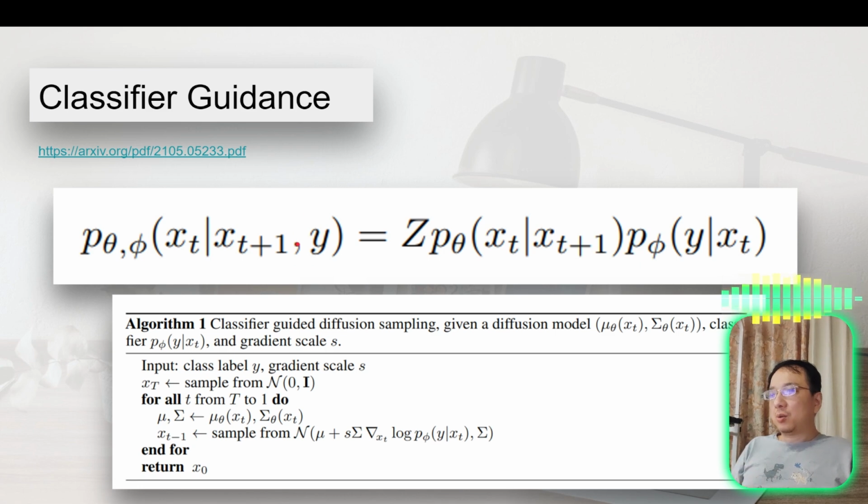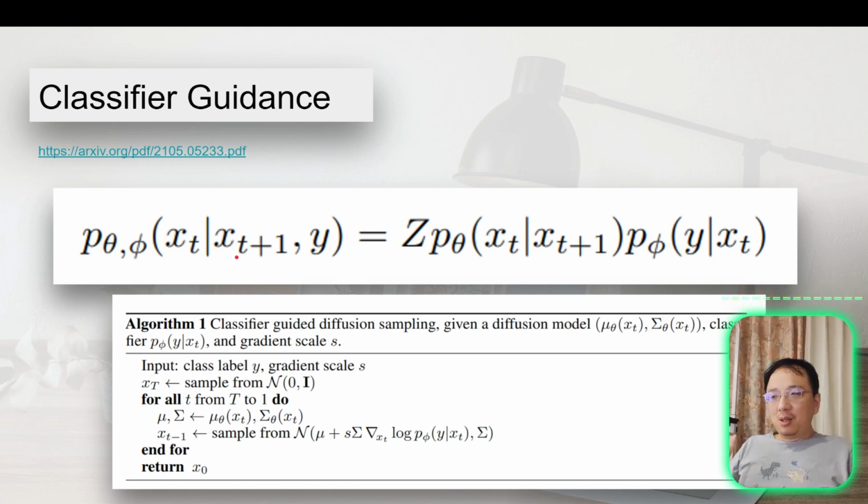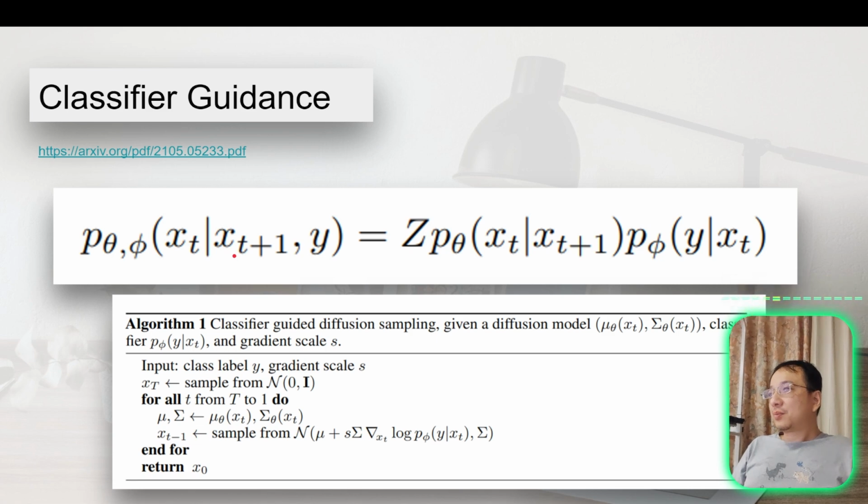In the unconditional sampling, we only need to derive xt from xt plus 1. We only need to denoise xt from xt plus 1. Recall that in the diffusion process, we add noise into xt and increase the time step to t plus 1. So the larger the time step, the noisier the x is. So in the denoising process, we denoise from a noisy x into a less noisy xt.